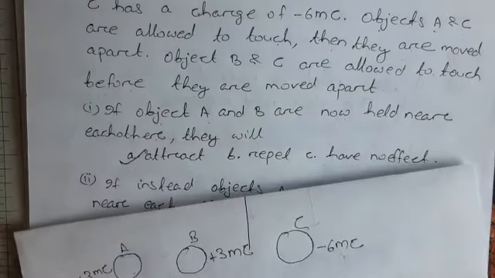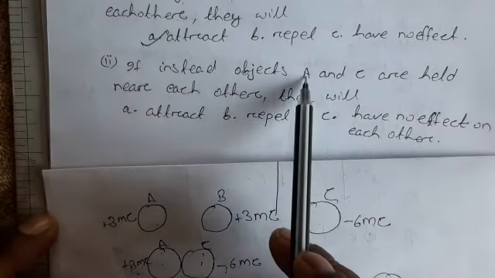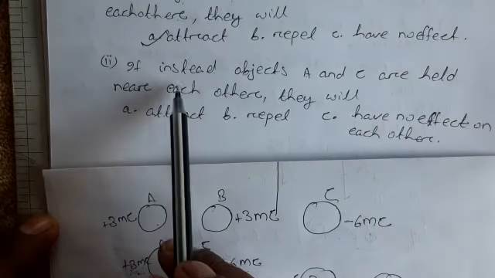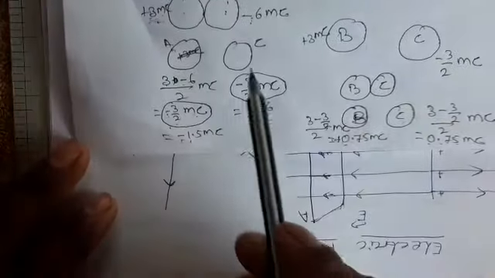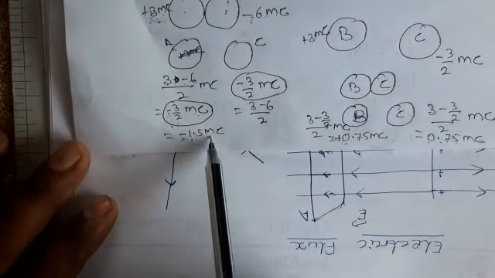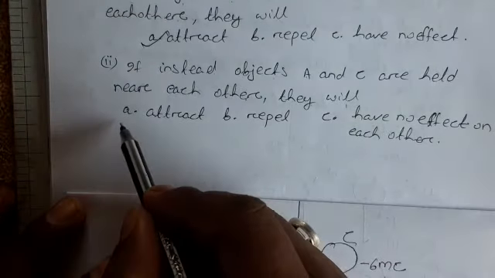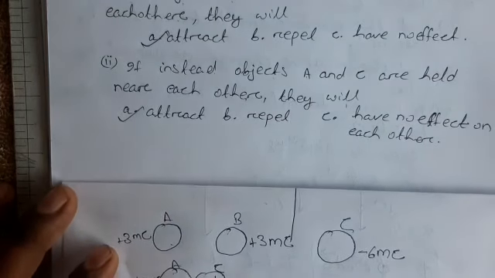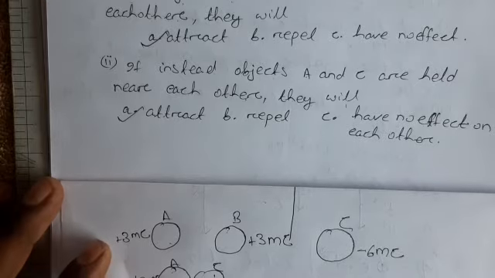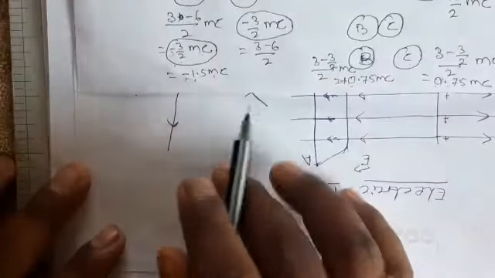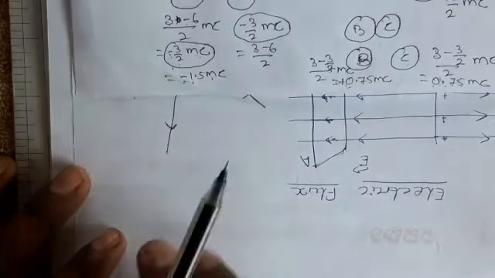Okay. Going to our second question. If instead objects A and C are held near each other, they will? See, A has negative charge, C has positive charge, they will also attract. B and C will become positively charged, A will become negatively charged. So A, B attract, A, C attract.